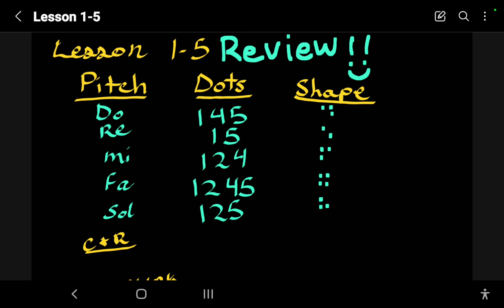Pause. Here's the fourth melody again for the second time. Here's your Do. And here is the melody. Pause. And here's the melody for the third time. Here's your Do. And here's the melody.